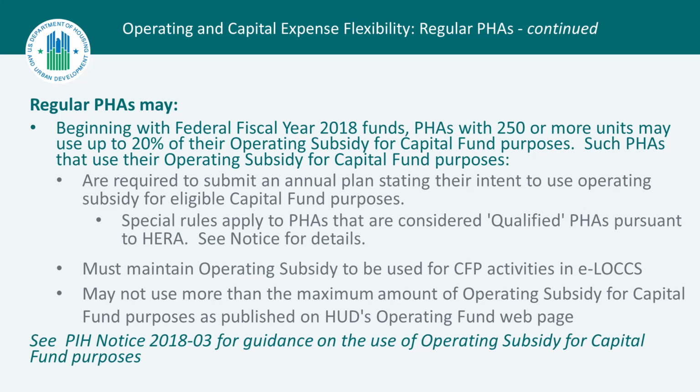PHAs must note in their annual plan their intent to use operating subsidy for capital expenses, and all operating subsidy must remain in ELOCs until used for capital expenses. For more information, please see PIH Notice 2018-3.